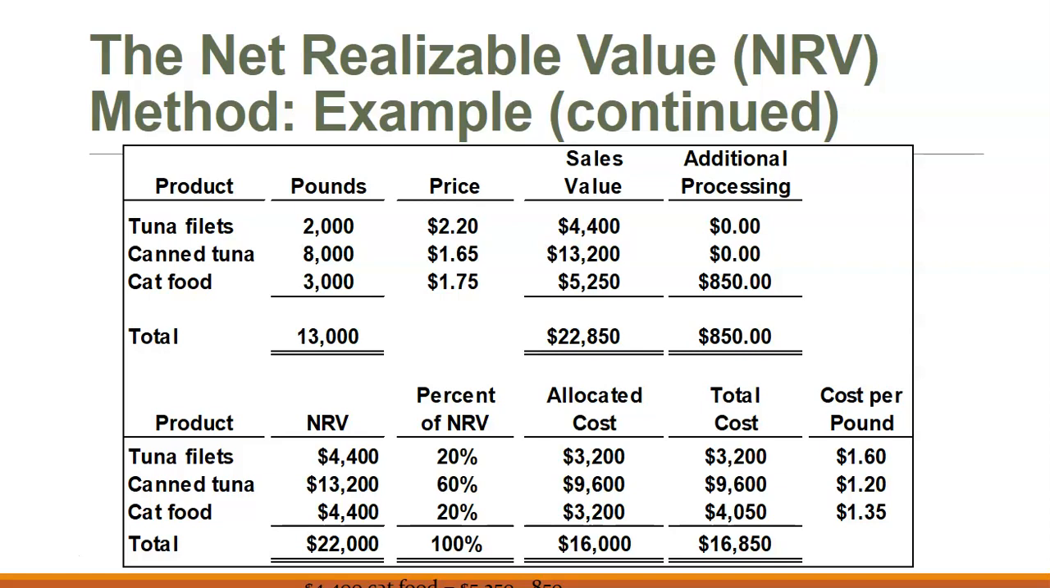So we take the net realizable value. So with the tuna fillets and the canned tuna, it's just the sales value because there's no additional processing. For cat food, we take the sales value minus the additional processing. In that case, we allocate those joint costs across 3 products. Instead of just the tuna fillets and the canned tuna, we also have cat food as an additional product.